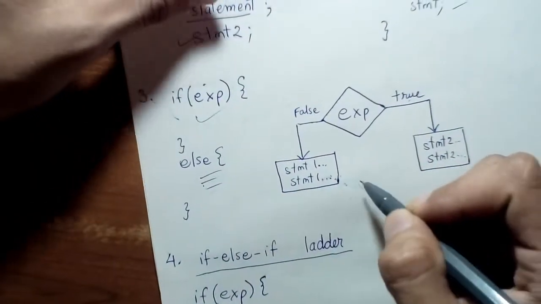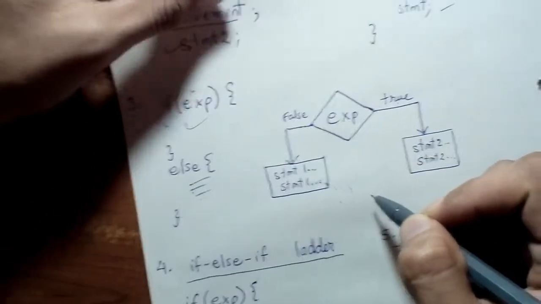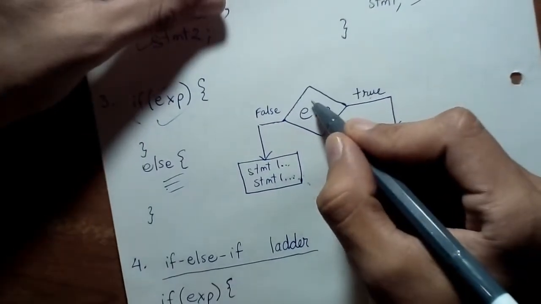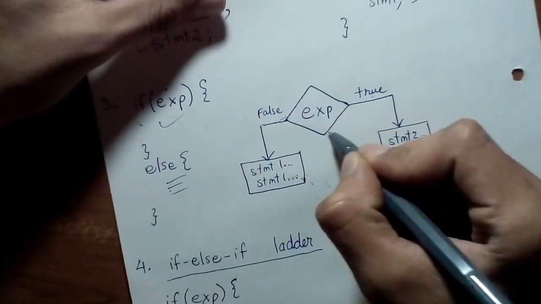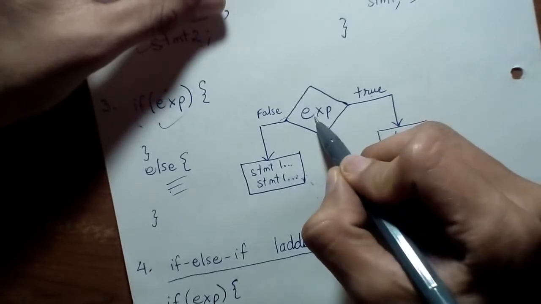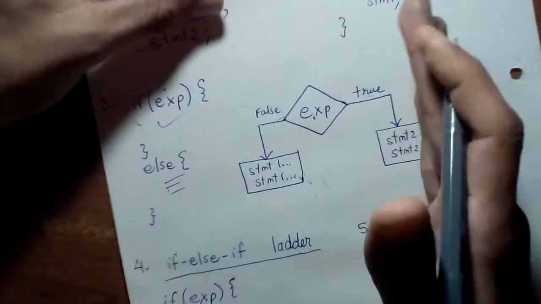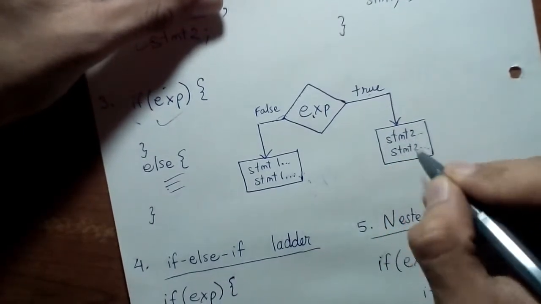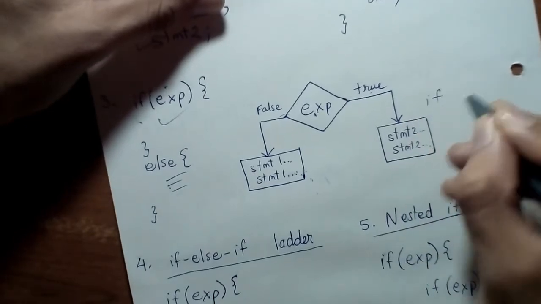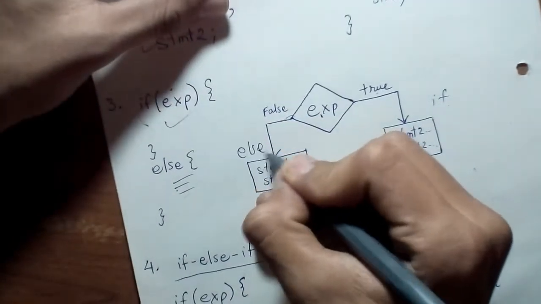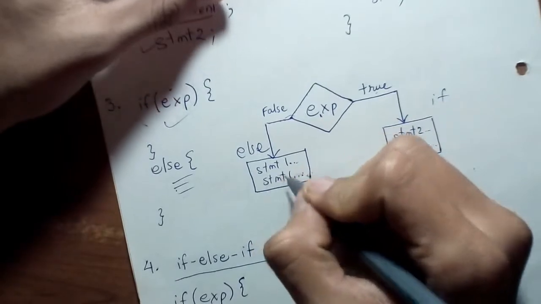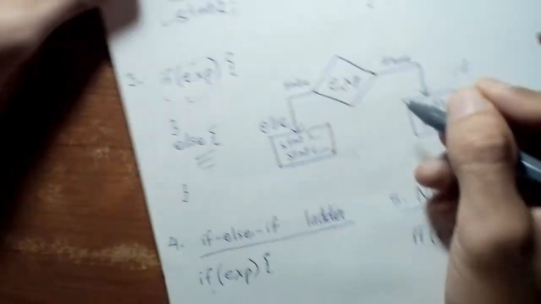Now this can be represented diagrammatically in flowchart form. This is the expression, and it is decision 1. If this expression is true, the right side of the code will run where we have a number of statements. This will usually be inside if, and this is the else part. If this is false, we can run all the statements in the else part.